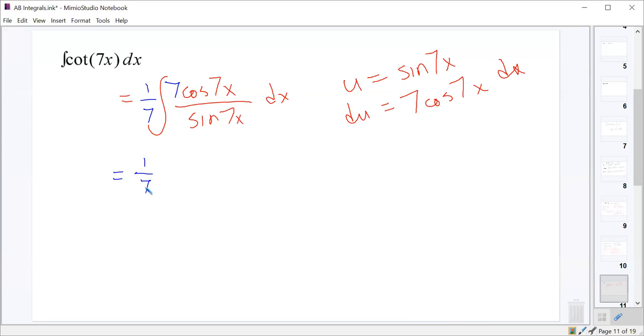Yeah, so if you've got a fraction, chances are you're going to want to sub out the denominator and turn the numerator into your du. So we've got 1/7, and now 7 cosine 7x dx is du, and sine 7x is just u. And Alex, I know you know the answer to what is the integral of du over u now because you asked me this last night. What does that become?